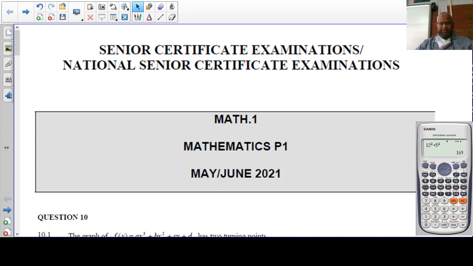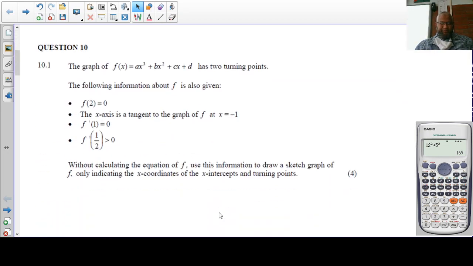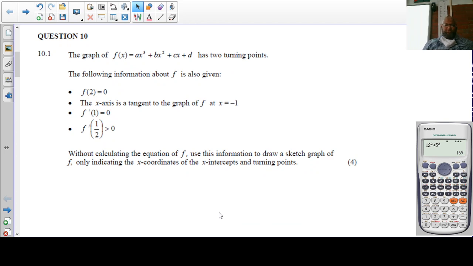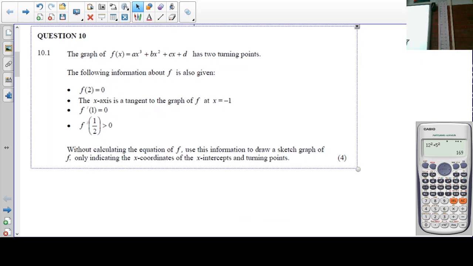Alright, so at this point we're looking at the last few questions of paper 1 of the May-June 2021 paper. We got to question 10, and we'll start answering from question 10 onwards. So in question 10.1, still busy with calculus.